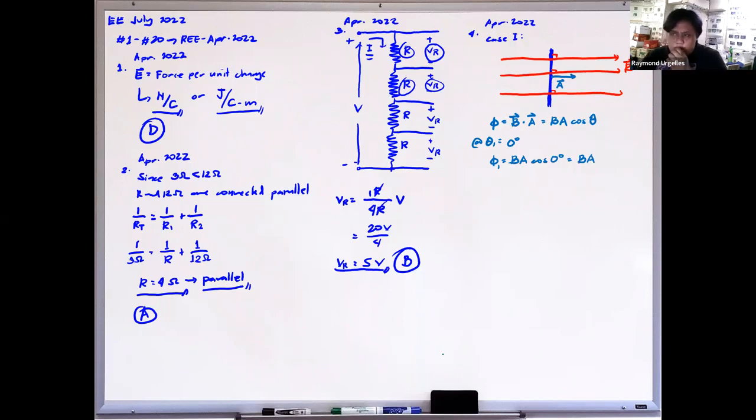In this case, the flux density is perpendicular to our area, in the same direction as the normal vector.